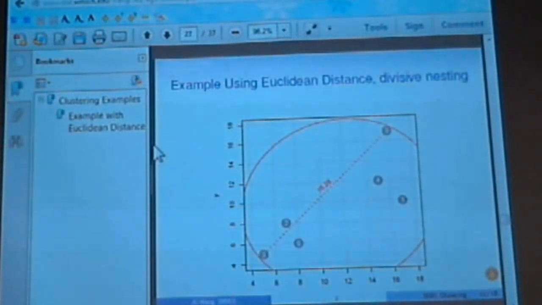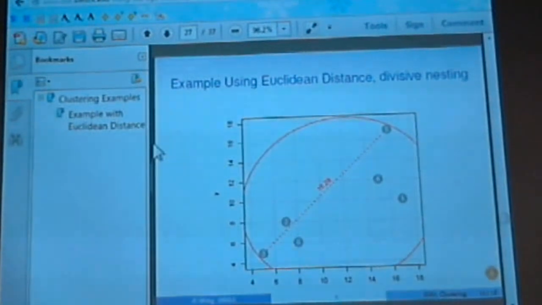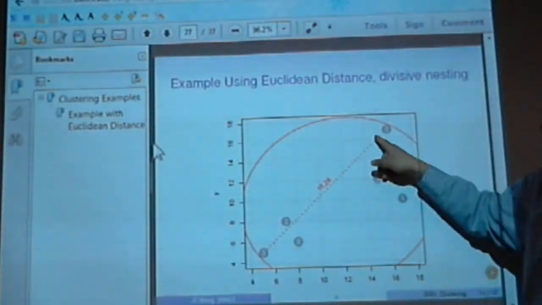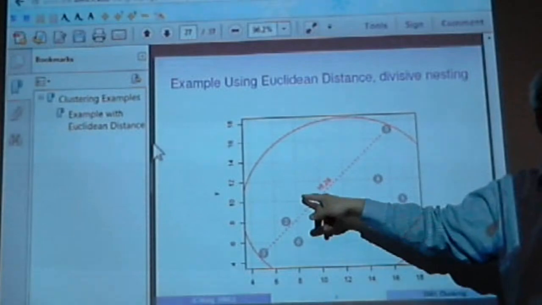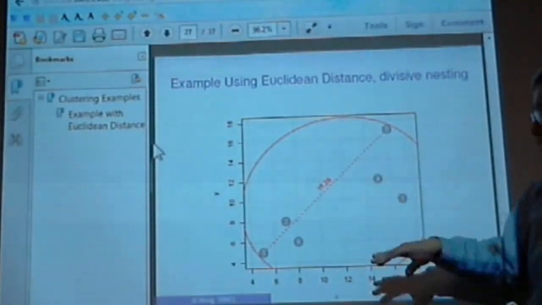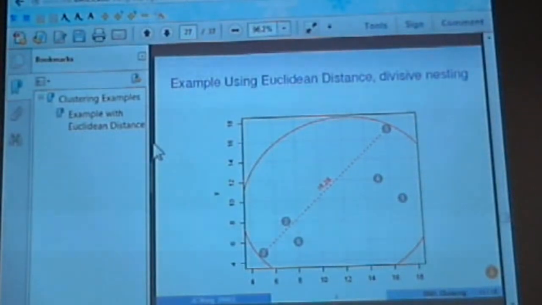So originally, this is one big cluster, just one. All observations are considered from one group from the very beginning, and the diameter is measured. Diameter is basically the maximum distance among the pairs of objects. Then you find the splinter elements.